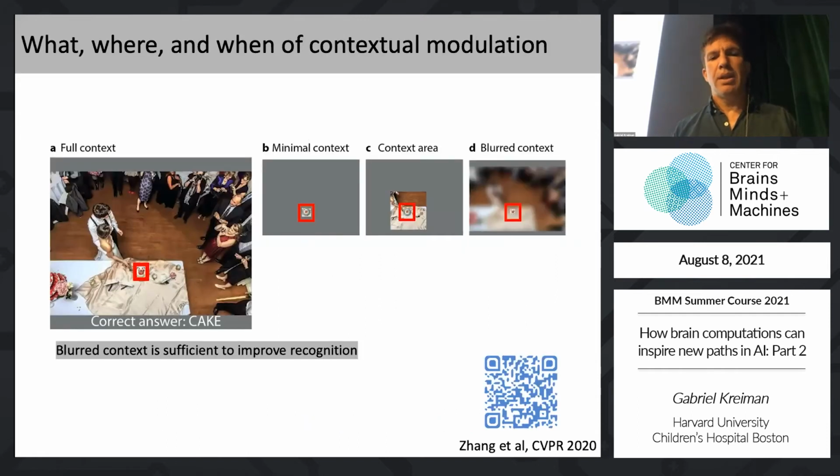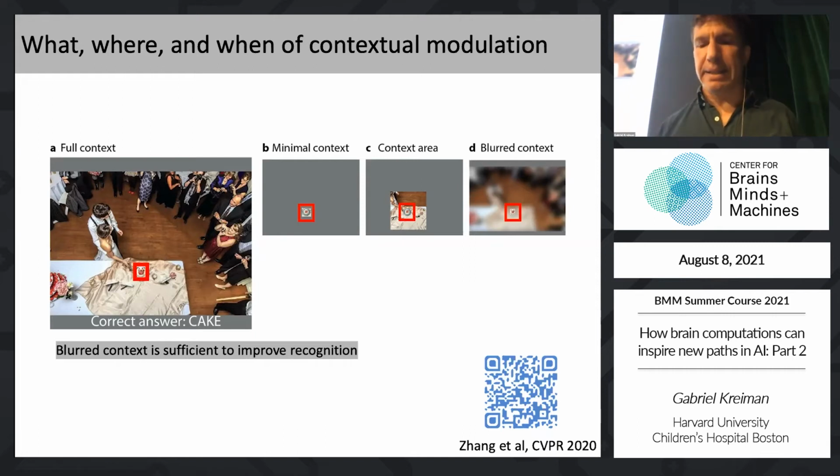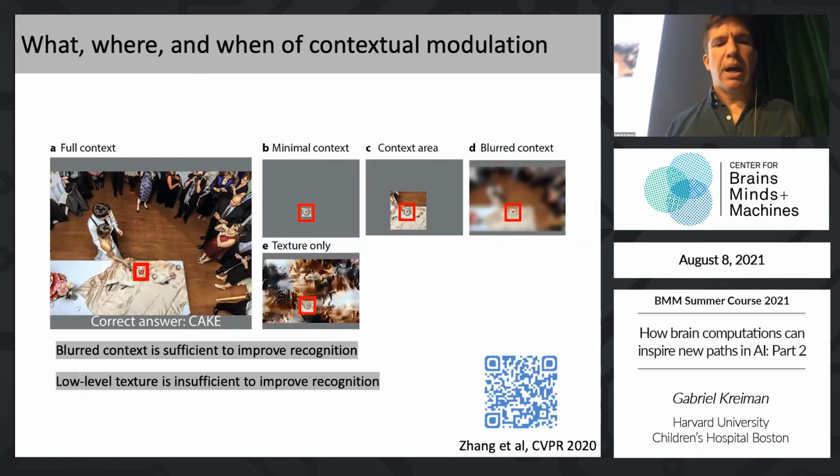Okay, we did many more experiments. I'm just going to mention them very quickly. It's not just having more pixels that helps. For example, if we blur the contextual information, blurred context seems to be quite sufficient to improve recognition. So we don't need a super detailed recognition of each object in the periphery. And this is consistent with what I was telling you before, that we're basically blind in the far periphery.